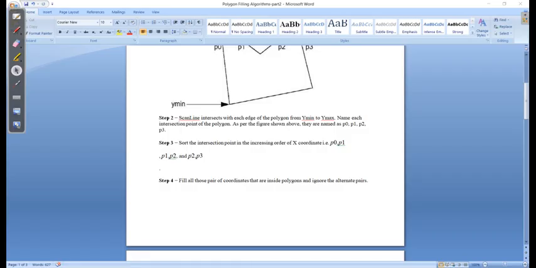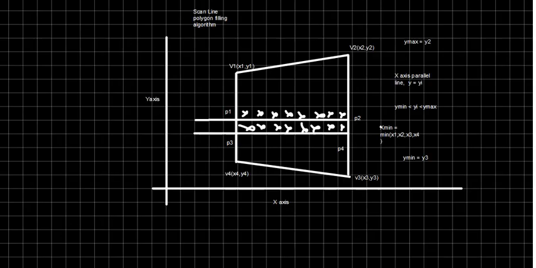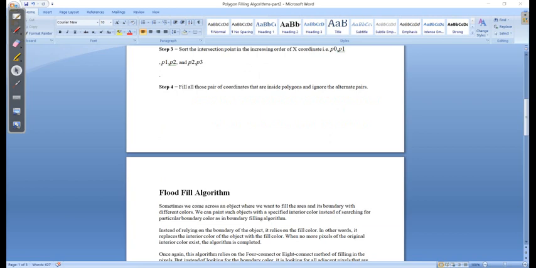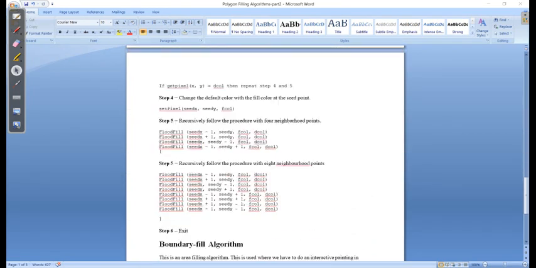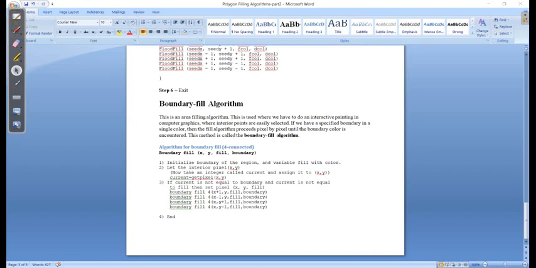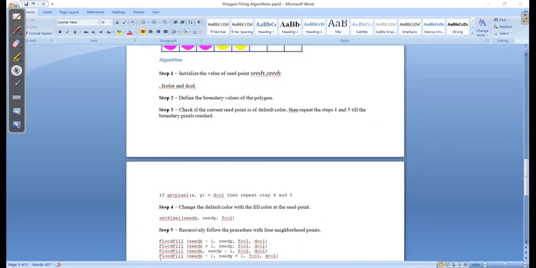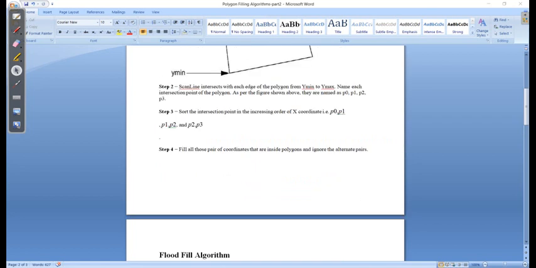Next, fill all those pairs of coordinates that are inside the polygon and ignore the alternate pairs. We have filled all the points which are inside the polygon and ignored everything outside. So this was the idea behind the scanline polygon filling algorithm. In the next video, I will share with you a brief description of the flood fill and boundary fill algorithms. So next, go to the following video.